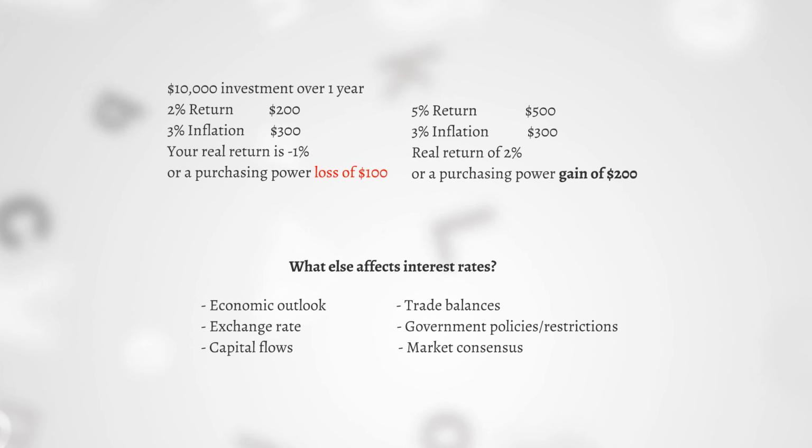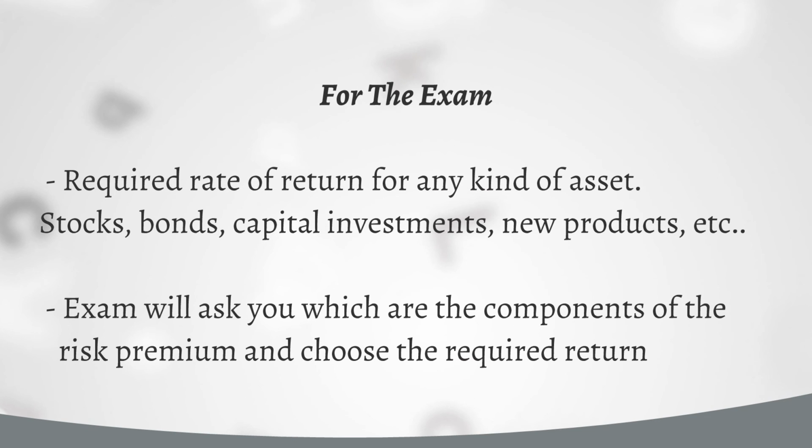Now, if you're looking at this to prepare for an exam, there's a few other points here. Remember that the required rate of return is for any kind of asset. This can be stocks, bonds, capital projects, new products. All of these can be discounted using a required rate of return, as we saw above. Many times in exams, they will ask you to put together the components, the premiums, along with the risk-free rate to get the required rate of return. And just don't be fooled by fake premiums or components that really don't belong in there or are stated twice in different ways.